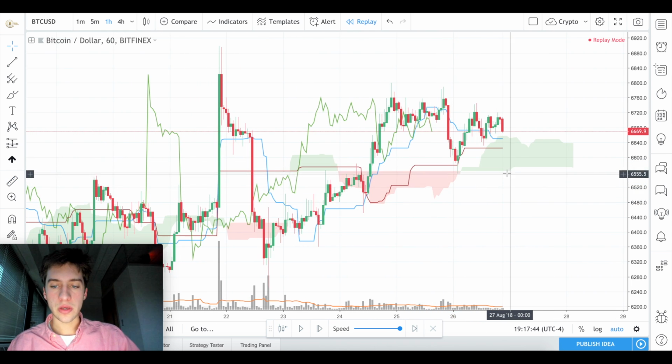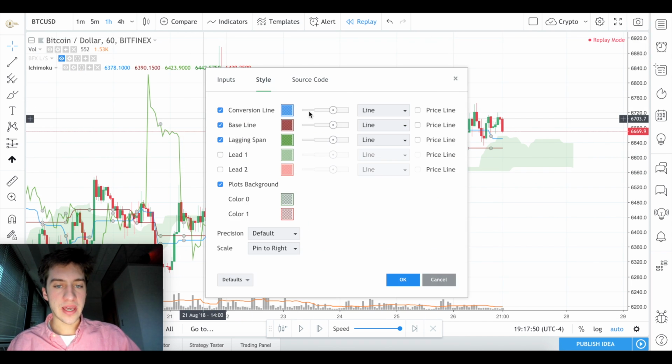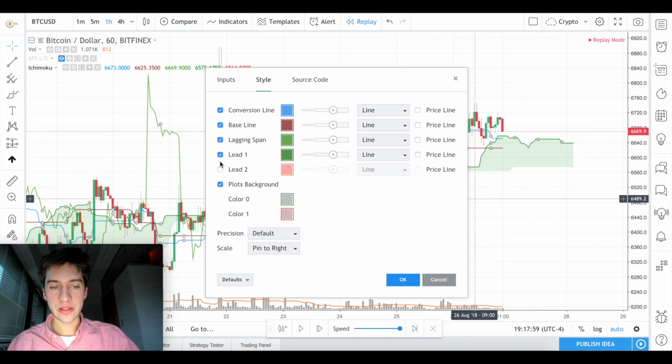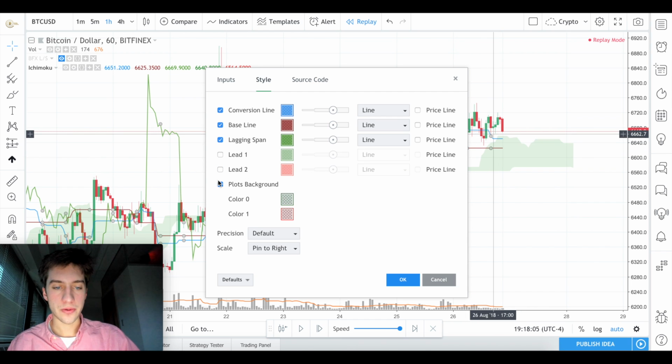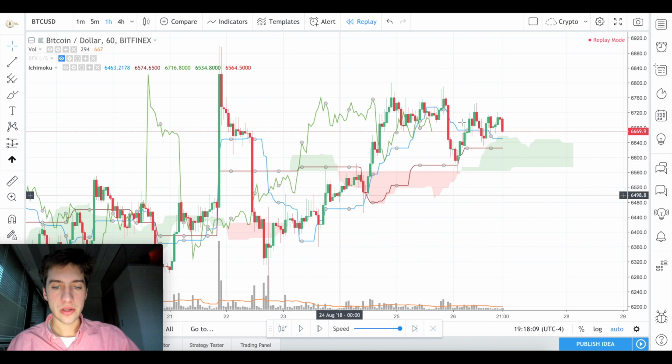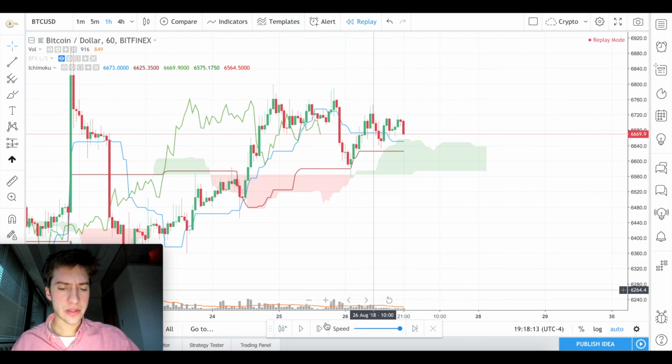So just to show you guys again, let me get this one set up. The lagging span is in green, so that's that green line there. The blue line is the conversion line, and the brown line is the baseline. And I disabled lead 1 and lead 2. You can have it there if you want, but the plot background is already there, so I don't always like to see it there. It's much more clear this way. All right, so now let's take a live look and see.